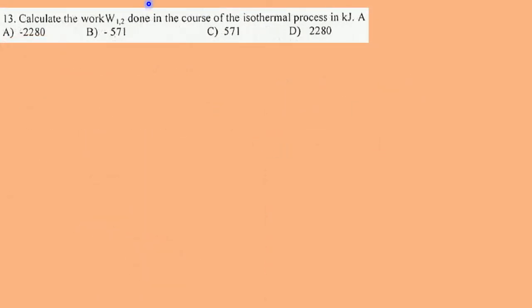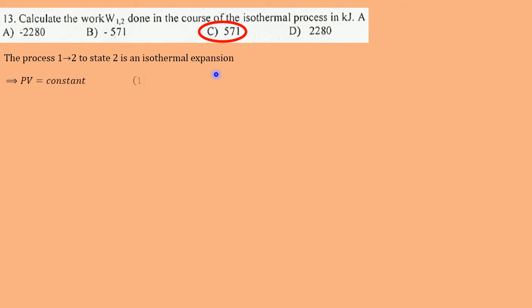Calculate the work W12 done in the course of the isothermal process in kilojoules. So here the answer must be 571 kilojoules. Let's see. The process 1-2 to state 2 is an isothermal expansion. We have already seen that. So we can now write PV equals constant. So for an isothermal expansion, PV is a constant. Now that permits us to write P2V2 equals constant. And the reason why I'm using 2 is because we have the pressure at state 2 and the volume at state 2. So we will just use this as our constant.